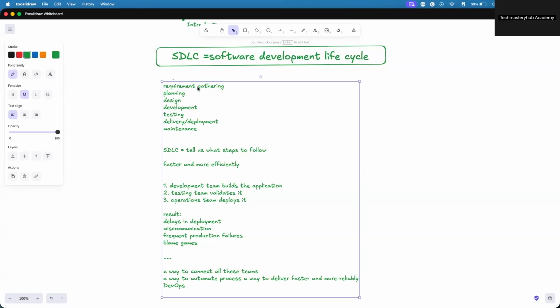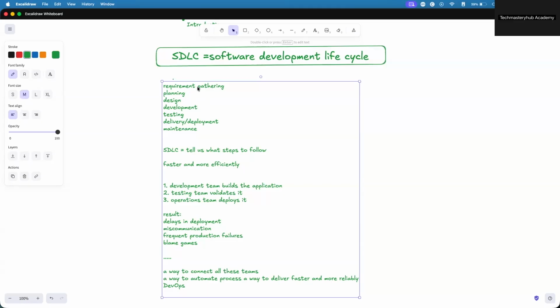So these are the phases we have learned yesterday, and how each phase plays an important role in building a successful application. But there is one important thing we noticed. SDLC tells us what steps to follow, but SDLC doesn't tell us how to make it faster and more efficient. And this is where the real problem starts in the industry.